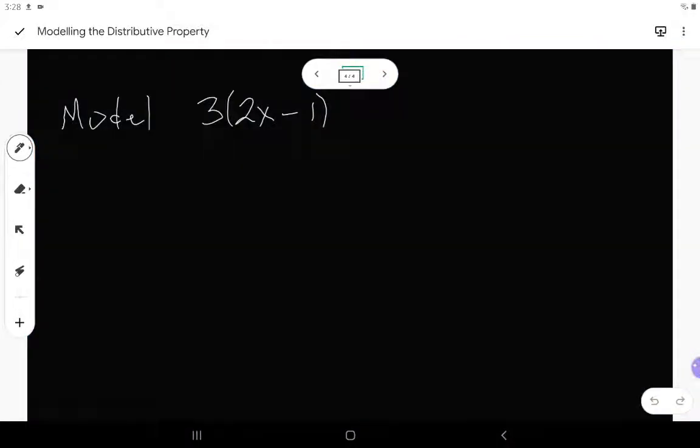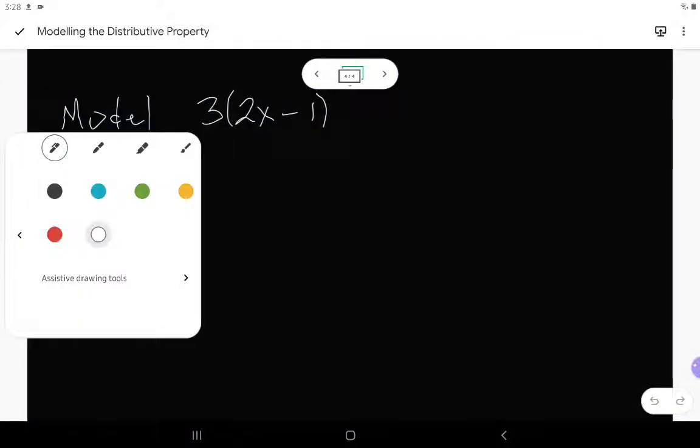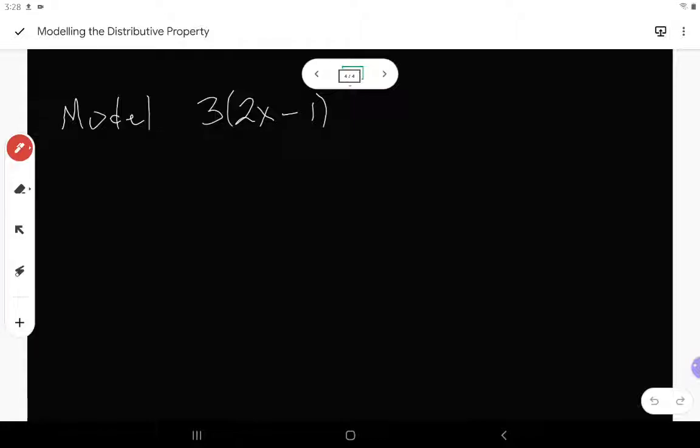Okay, one last one. Now this is beyond the scope of grade 8. Okay, this is too hard for grade 8 students. So, I mean, you might not be able to get it. And if you can't, I'm sorry. You'll just have to figure it out when you're in grade 9.